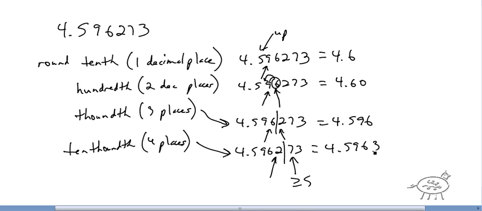You always look at the place after the number you're rounding to, and if it's 5 or bigger, you round up. If it's below 5, you keep the number the same. Okay, so that's how you do rounding. So let's do a couple radical problems here.